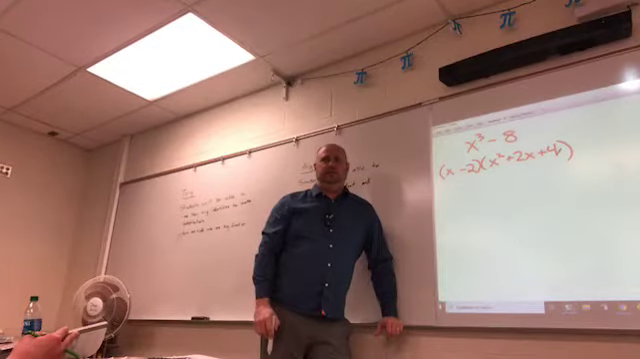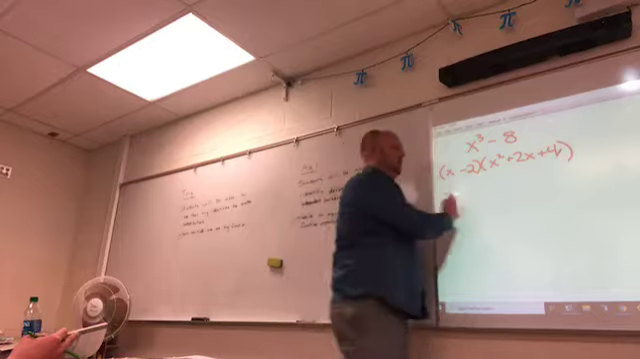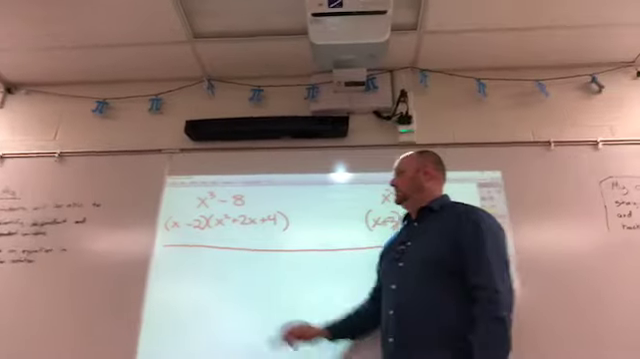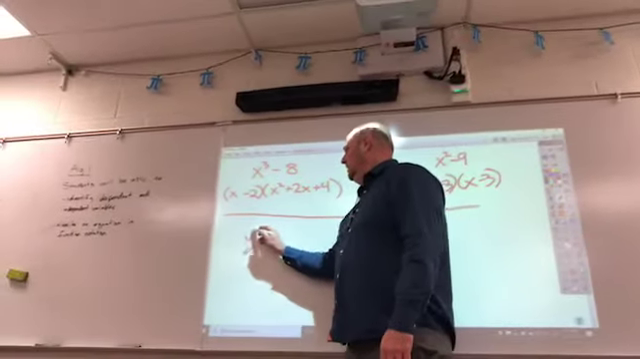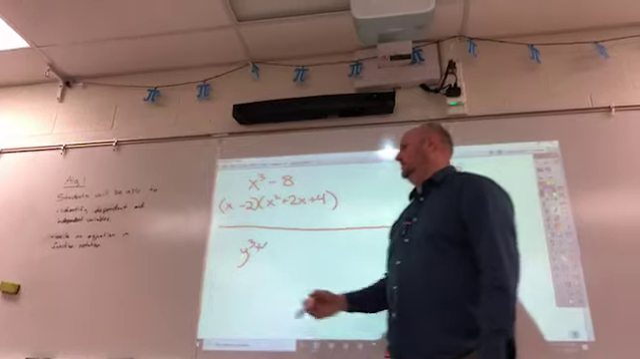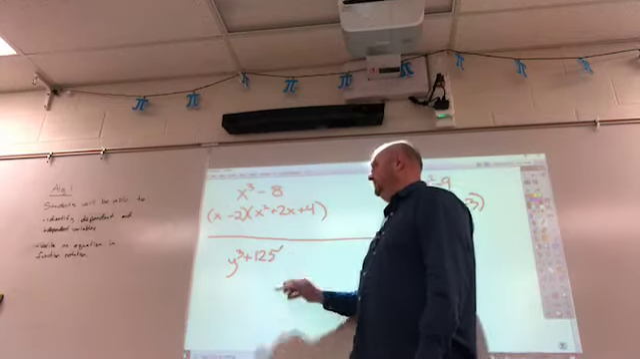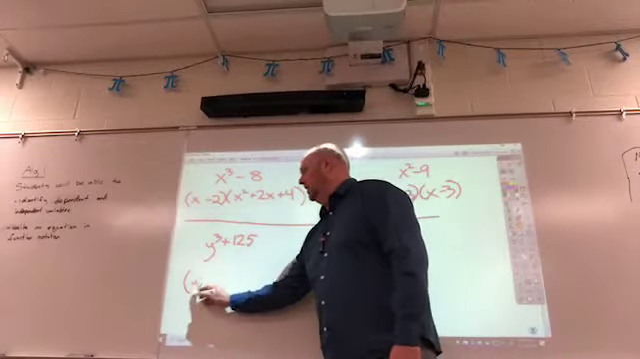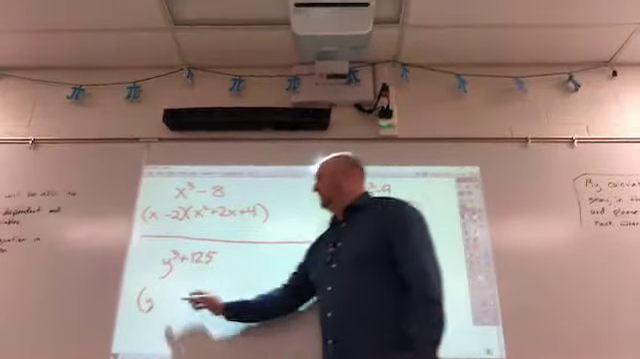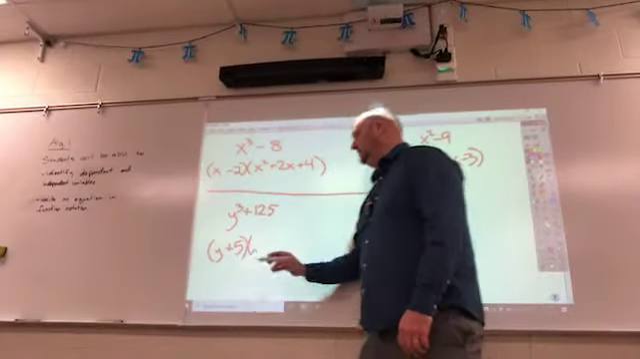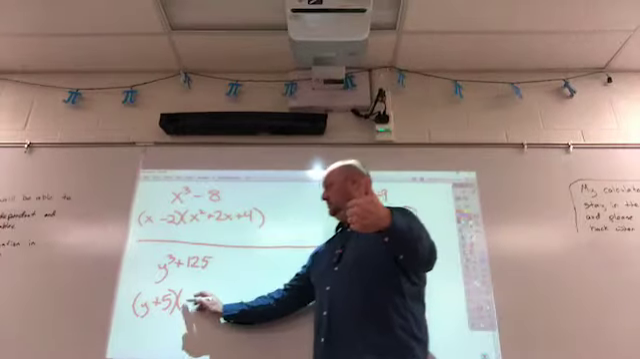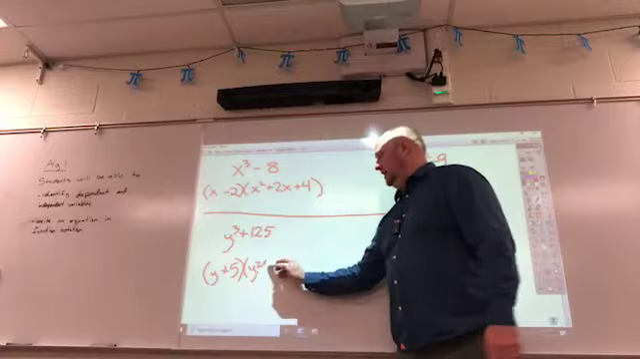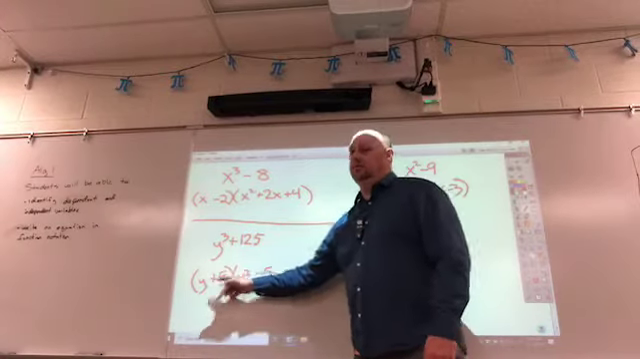Somewhat remember how to do that? No. So try, how about y cubed plus, we'll do 125. So what's the cube root of y cubed? Y. What's the cube root of 125? 5. Positive 5. Yes? First one squared, y squared, opposite the product, minus 5y, the second one squared.